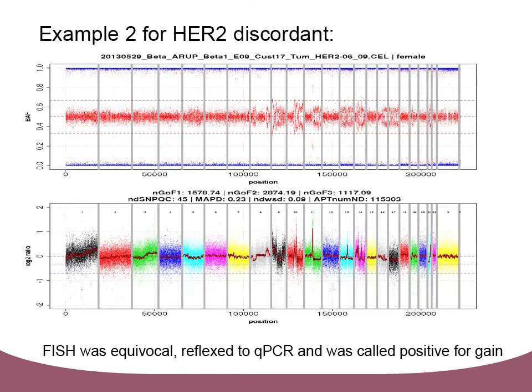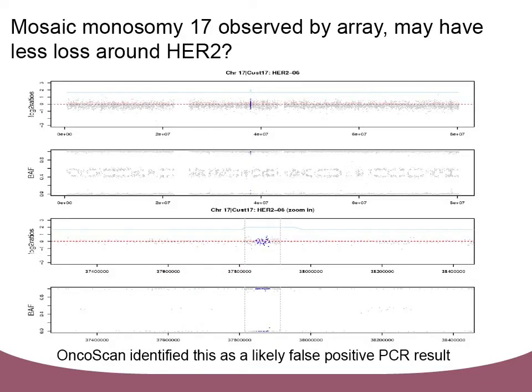Here is the other discordant sample. Again, we obviously do have a number of copy number alterations that are occurring. In this particular case, the FISH was signed out as not informative, they couldn't be sure. They reflexed to a PCR assay that we have that they did call just above our cutoff for amplified. We put this on the OncoScan, and again, here's 17, and what is 17 doing? It's actually a loss of 17. It's a monosomy 17 across. And here are the HER2 probes, and they are a little bit less lost than the rest of the chromosome, but it would be wrong to call that amplified.